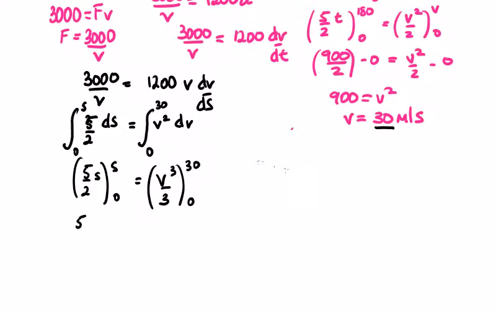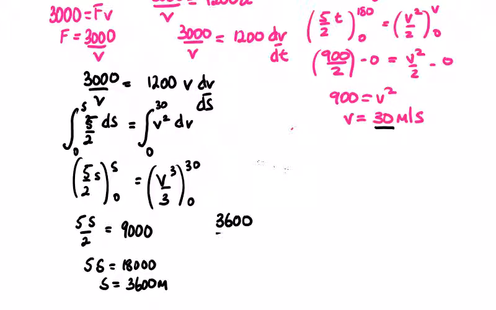So we're going to get 5s over 2 is equal to 30 by 30 by 30 divided by 3 is 30 by 30 by 10, 900 by 10, 9000. And we're going to get 5s is equal to 18,000. So the displacement is 3,600 meters. So I have my distance, distance divided by time is equal to average speed. The time is 180 seconds. And 3600 divided by 180 will give 20 meters per second. That's the average speed during this time.